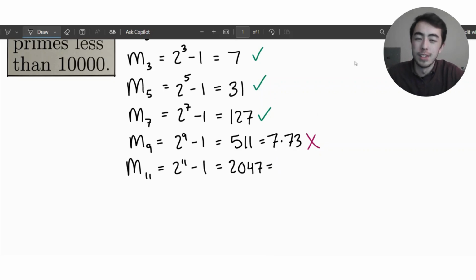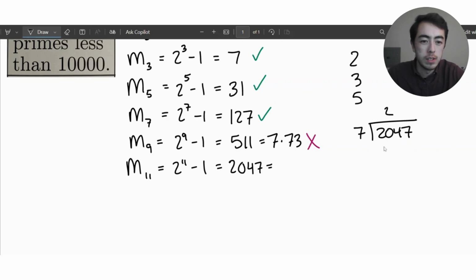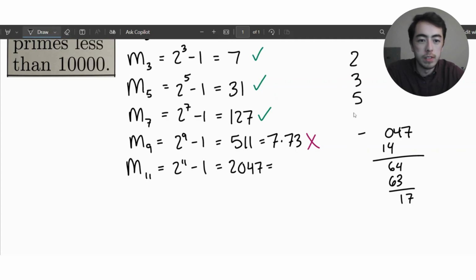All right. 2 doesn't work. 2 plus 4 is 6, plus 7 is 13. That doesn't work for 3s. 5 doesn't work. More long division with the 7. Let's see if 7 is a factor of 2047. Goes into 20 twice. It's 14. Subtract, bring down. 7 times 9 is 63. Subtract, bring it down. Dang it. Okay, well, 7 doesn't go into 17 evenly, so 7 is not a factor.